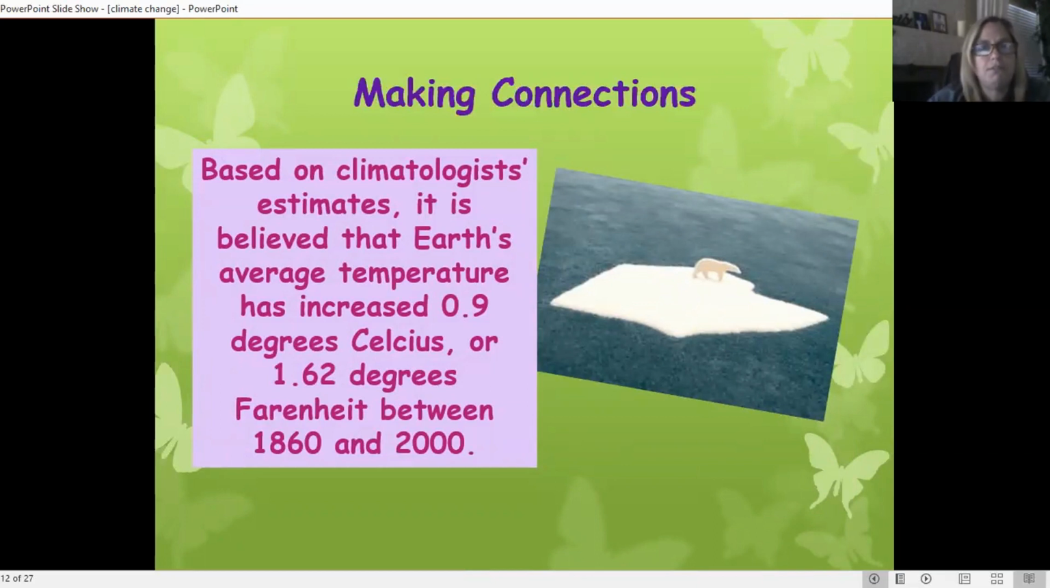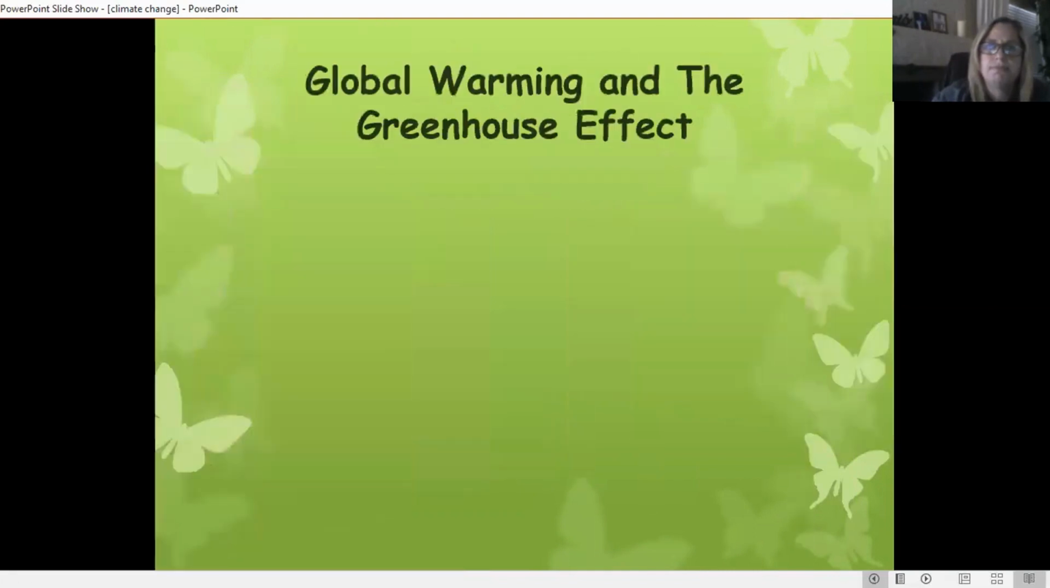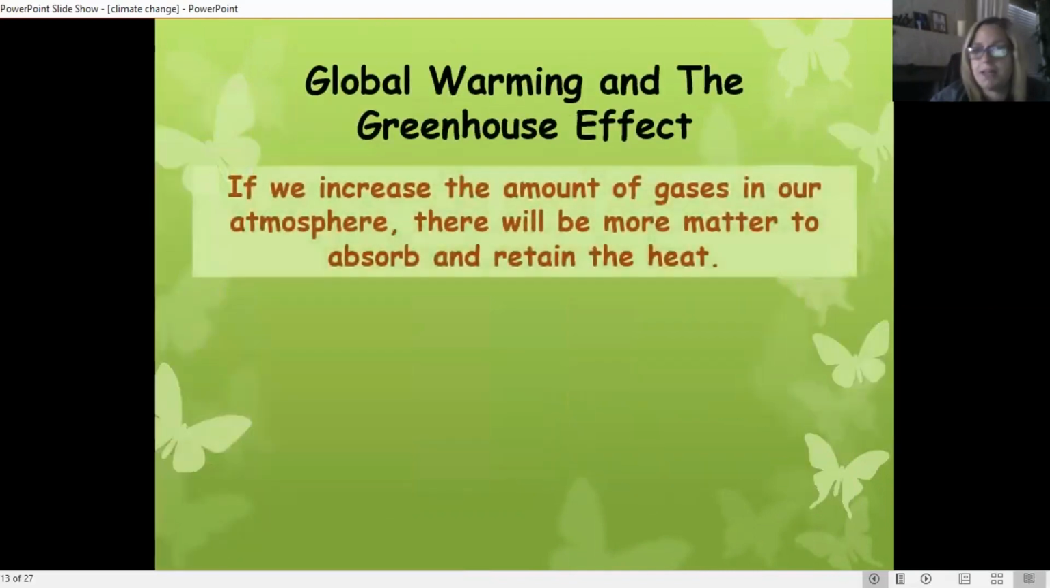Look at that polar bear. What's he on? Think about it. Looks like he's on ice. So why is that polar bear on there? What is that? What's the connection? We're going to talk about that in a moment.